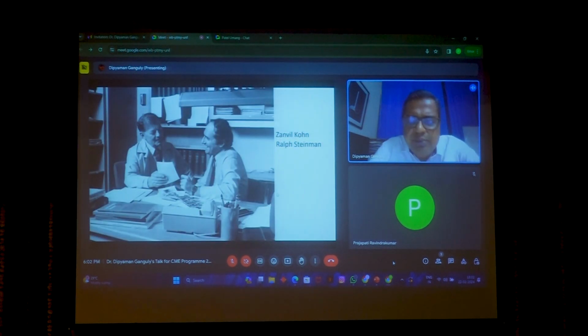But the real breakthrough came from these two gentlemen, Zanvil Cohn and Ralph Steinman. Zanvil Cohn was a professor at Rockefeller, and Ralph Steinman, after finishing his medicine at Harvard, came to Rockefeller to work with Zanvil, and his focus was trying to find these accessory cells that can talk to lymphocytes.